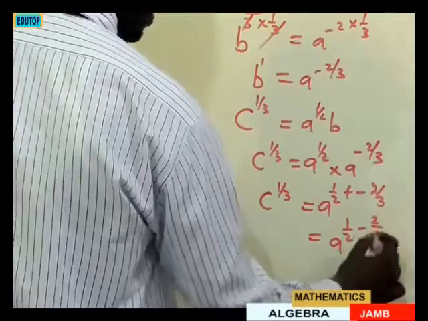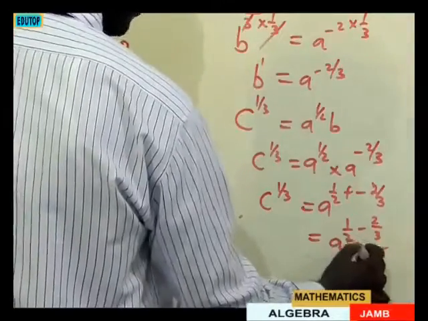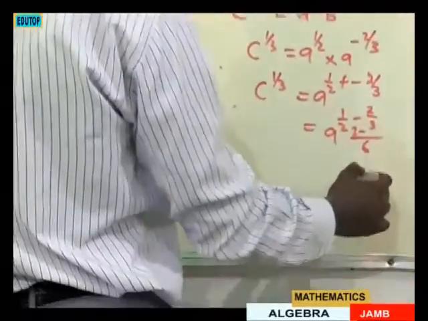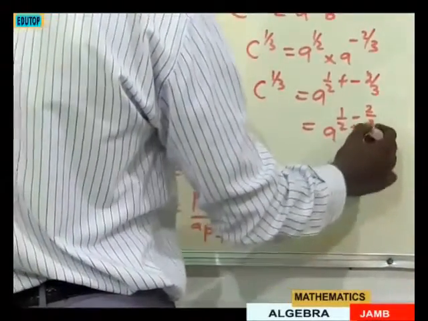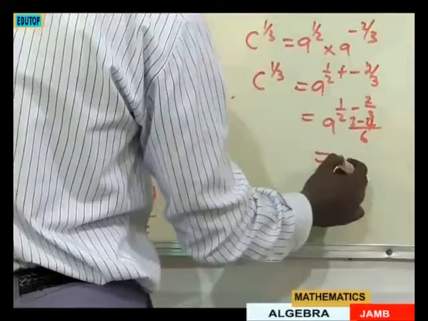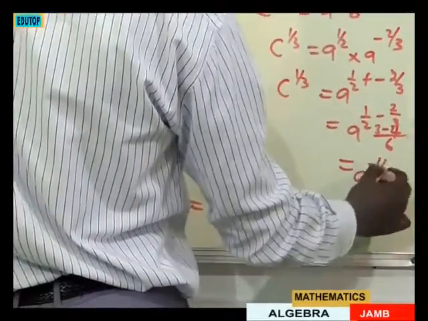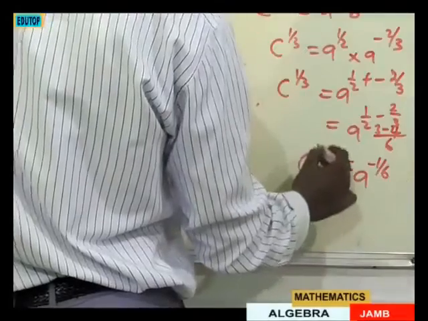So I look for the LCM of this. What's the LCM? 6. How many 2s will I see in 6? 3. 3 times 1 is 3. Minus, how many 3s will I see in 6? 2. 2 times 2 is 4. So I have 3 minus 4, that is minus 1 over 6. So I have c raised to power 1 over 3 equals a raised to power minus 1 over 6.